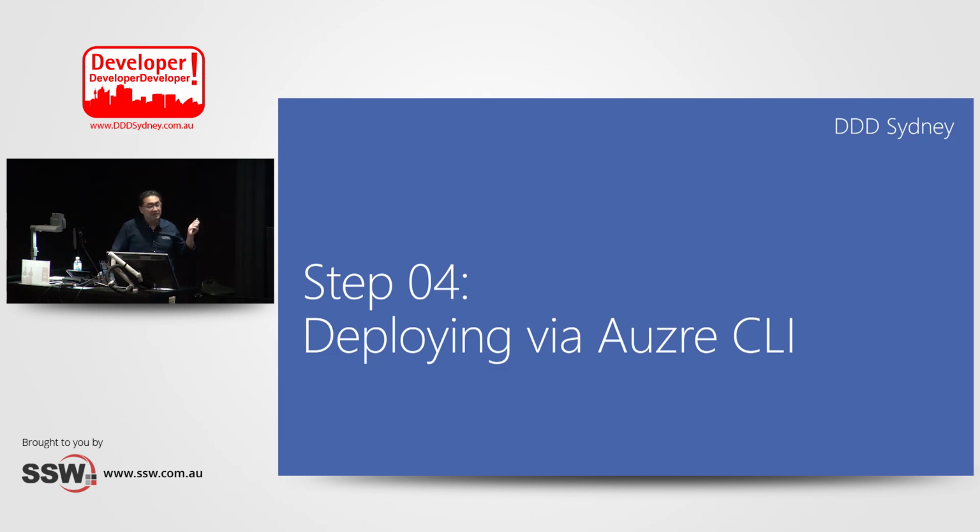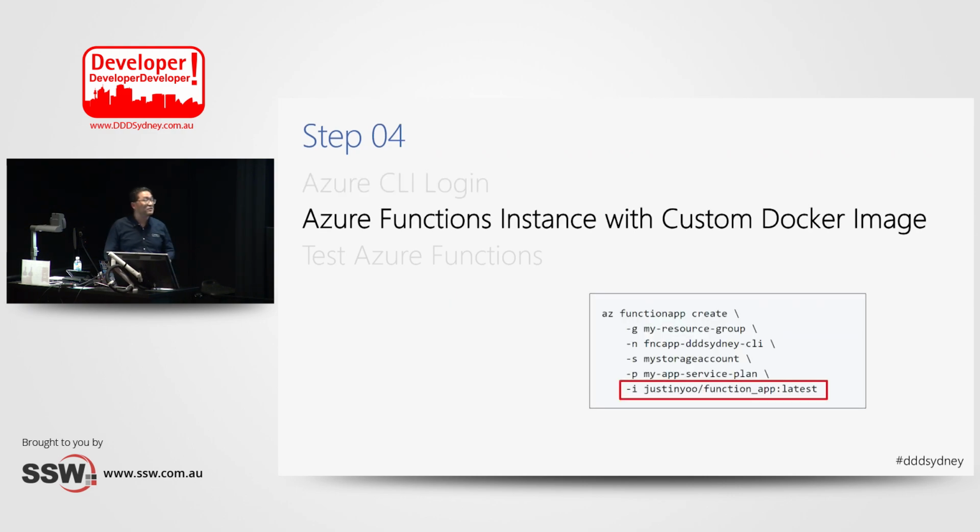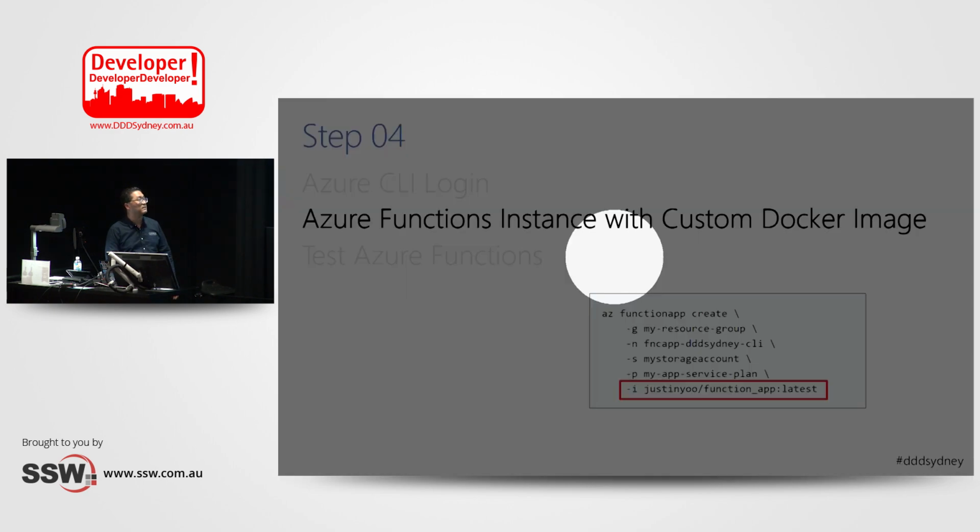So instead of using the Azure portal, we can use Azure CLI. The reason we are using Azure CLI is that we are running on a Linux environment now. Of course, Azure PowerShell is cross-platform now, but Azure CLI is much better and gives us a much better experience. So we can stick with Azure CLI. First of all, we need to log in to Azure CLI, then create an Azure function instance with just one line of command like this.